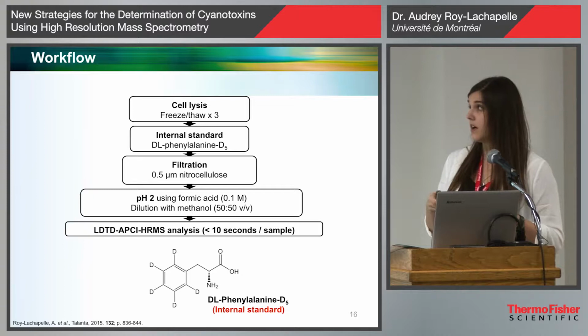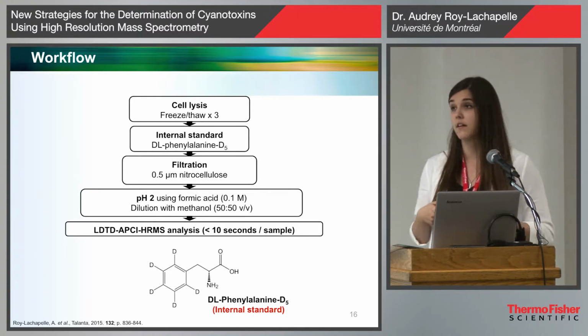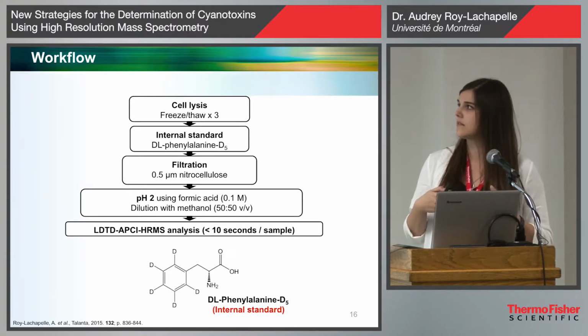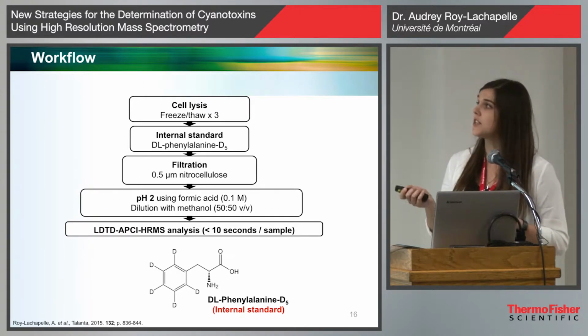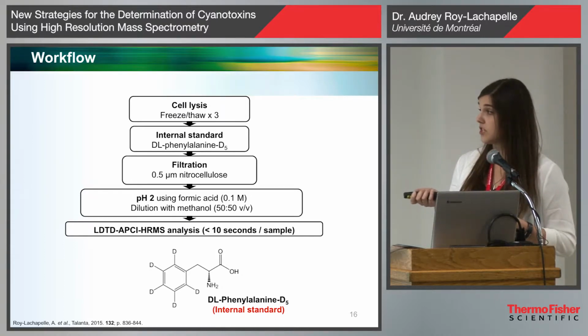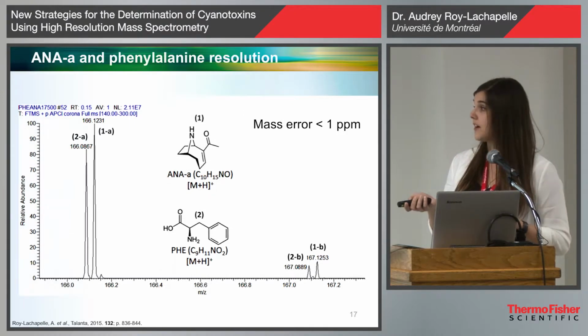We also didn't need a complex sample preparation. We submitted the samples to a cell lysis, added the internal standard, only did the filtration, changed the pH to acidic conditions, and did the analysis with the LDTD. So really, really easy, really fast.